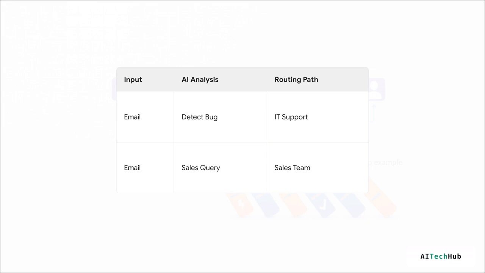Let's say an incoming email triggers the workflow. The AI analysis node dynamically reads the email, summarizes it, and figures out the context. If it detects a bug, it smartly routes it down path A to IT support. If it detects a sales query, it routes it down path B to the sales team. You're combining the reliability of traditional automation with super flexible AI reasoning.